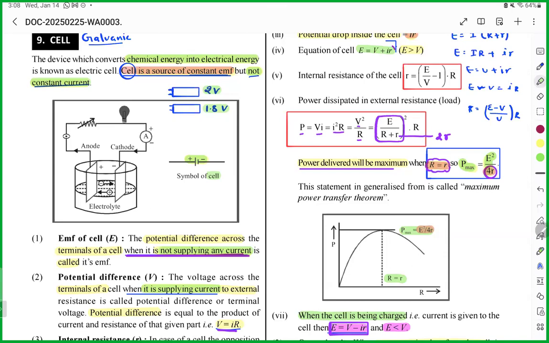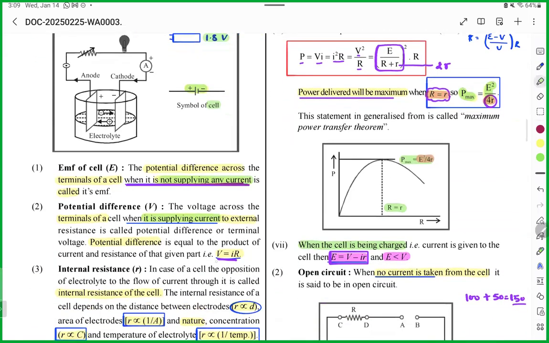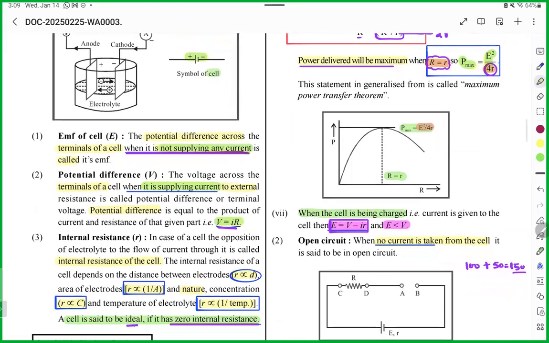If you see any of your devices, you will see the voltage is given in every situation, even in your mobile, any electrical gadget, you will see how many volt it is. So EMF is the maximum potential difference. You can see it in the simplest terms. Potential difference formula, V is equal to IR. You know this. V is equal to IR. Internal resistance.